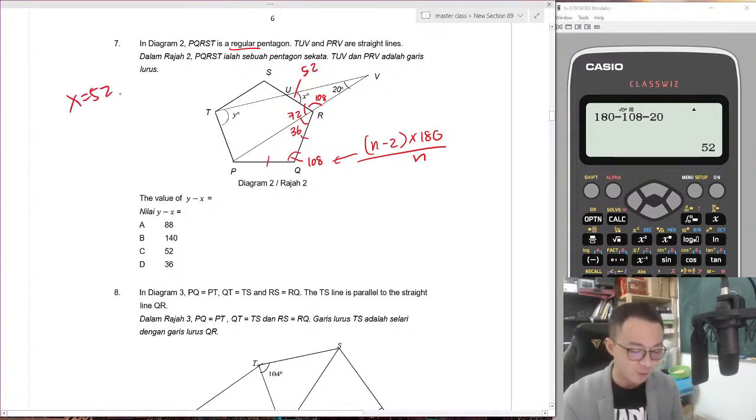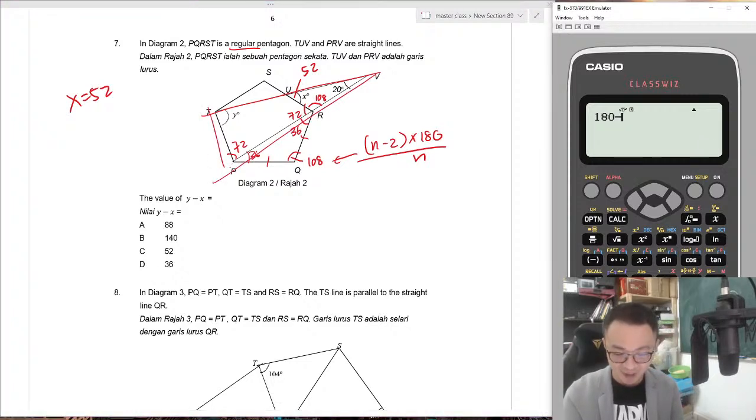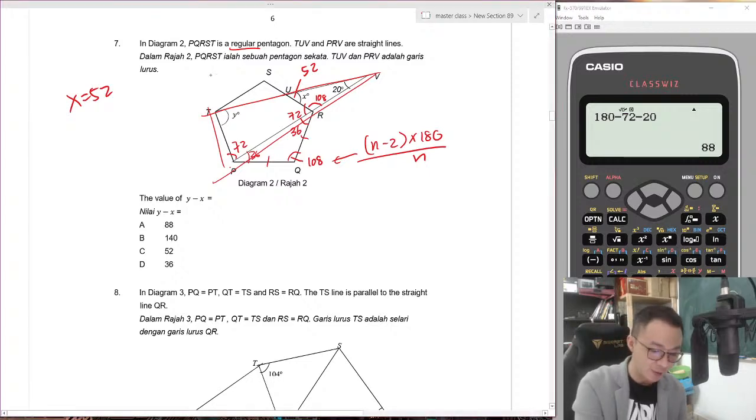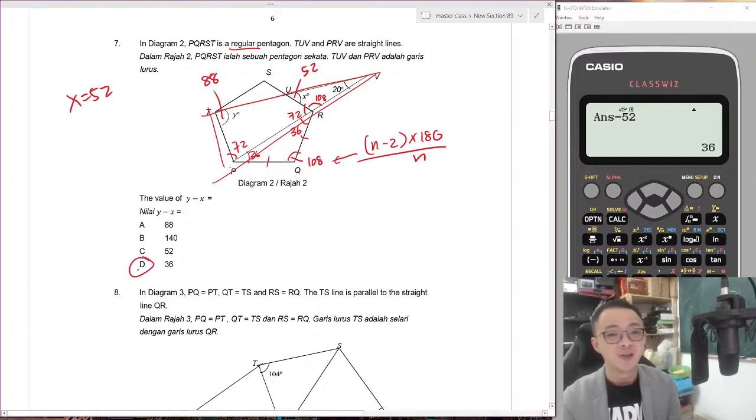Alright, then I want to find the y. So I will try to get this angle as well. This one is 36, so here will be 72 as well, right? Here will be 72. So you can see a big triangle like this. So I use 180 minus 72 minus 20. So y will be 88. So I will say 88 minus 52, because it is y minus x. I get 36. So the answer will be D. If you have any faster way of doing that, please let me know.